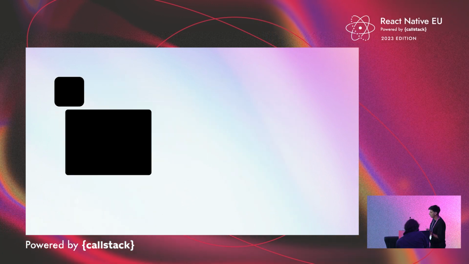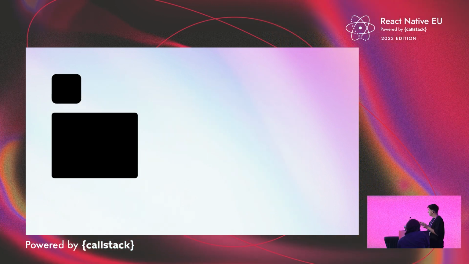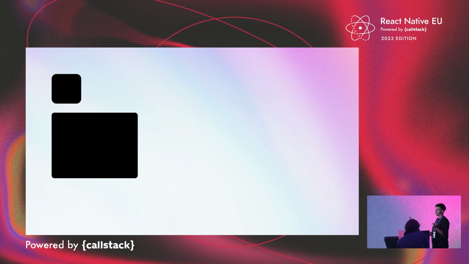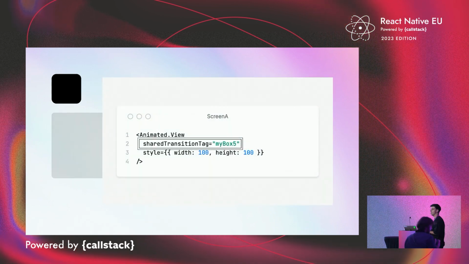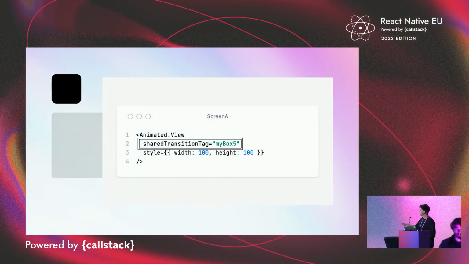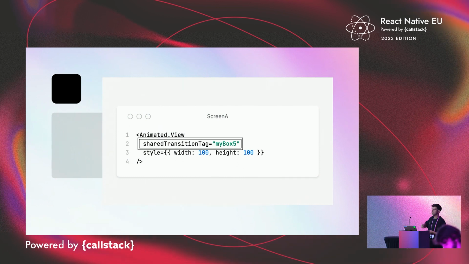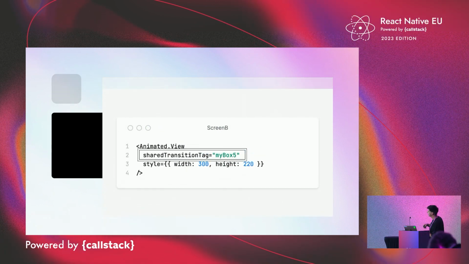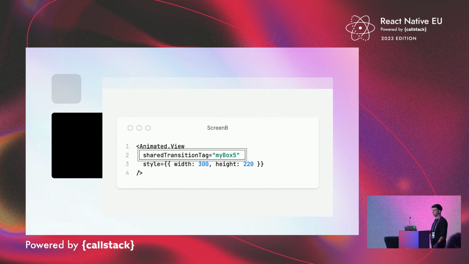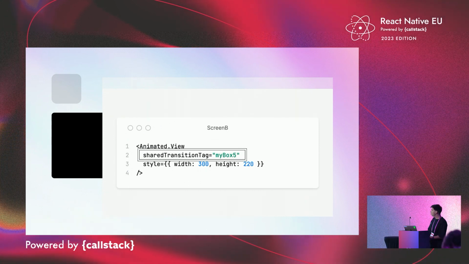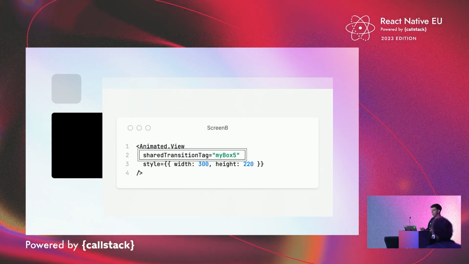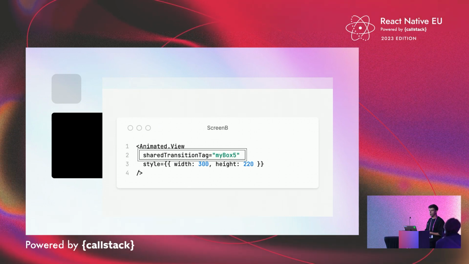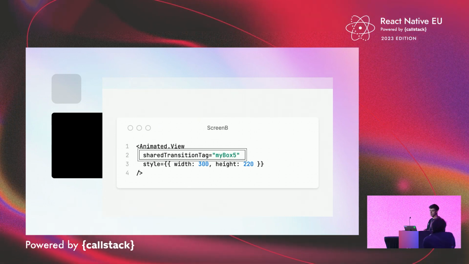Let's see how. Creating this animation is just a matter of passing a single prop, and that's a shared transition tag. In this example, I'm using my box 5 because this is the position of the box, and this is how the destination on the second screen is going to look like, the code. So in this way, we inform Reanimated, hey, these elements are going to be part of the navigation transition.